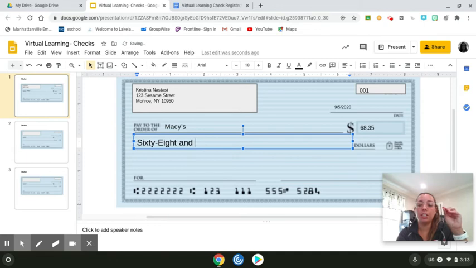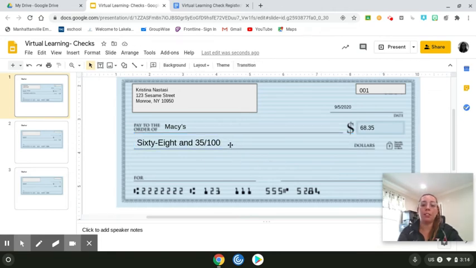And for the change, we can write it in a fraction. So we're going to do 35 over 100 because there's 100 pennies in a dollar. Now, if this was a real check, you would actually want to fill in this space right over here, and that would prevent anyone from adding any other words or numbers that you don't want there.